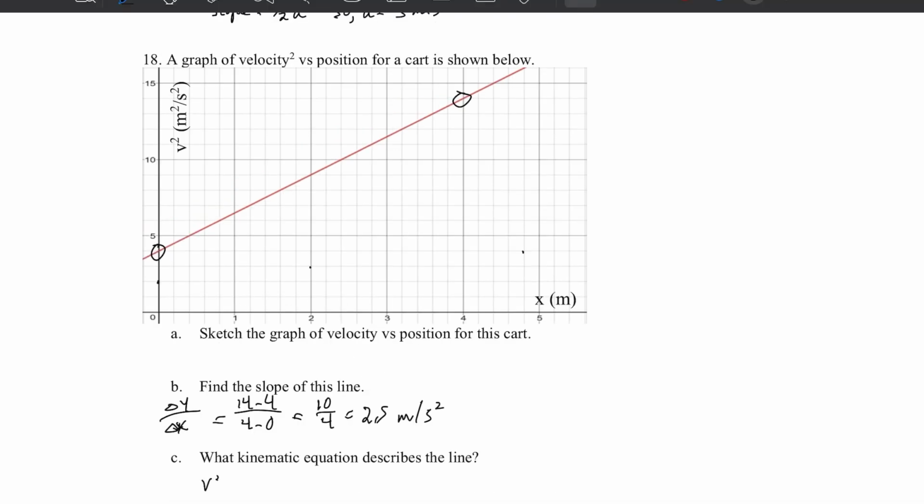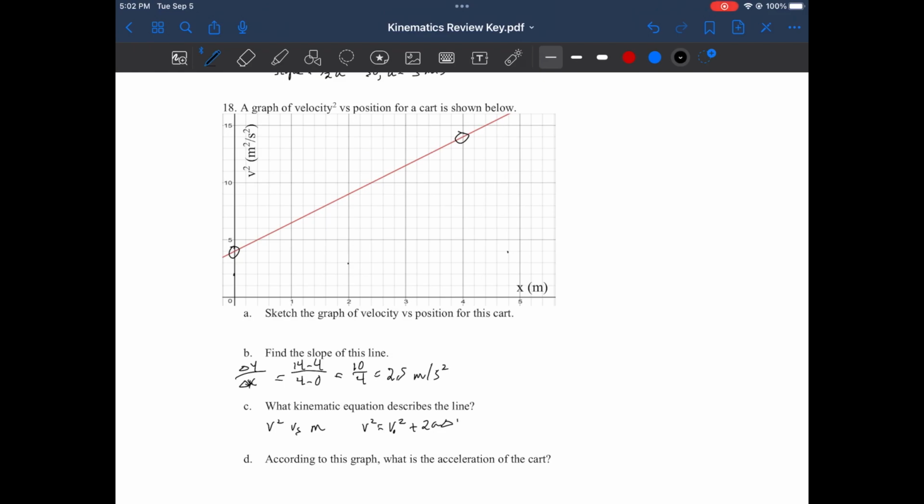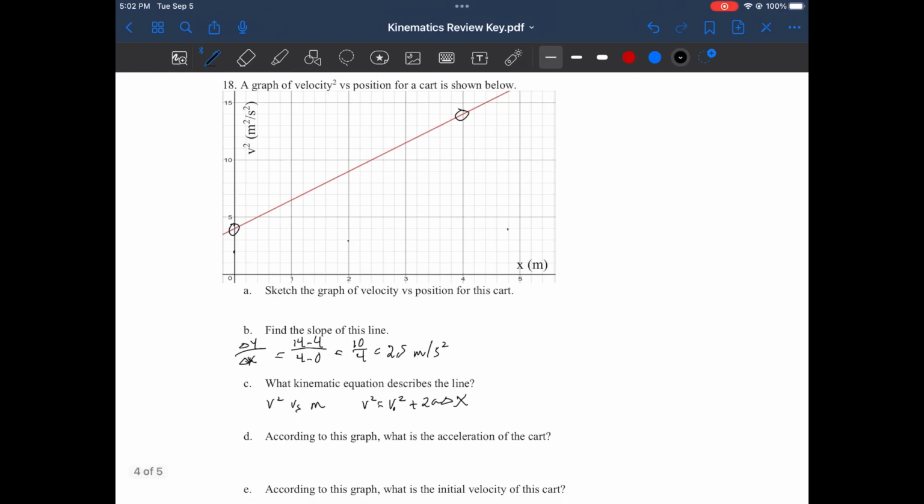Rise over run. What is the kinematics equation that best describes the line? Well, on the left side I've got velocity square. On the right, on the horizontal axis, I have meters. So what equation do I have? V squared on the left and meters on the right. V squared is equal to V naught squared plus 2a delta x.